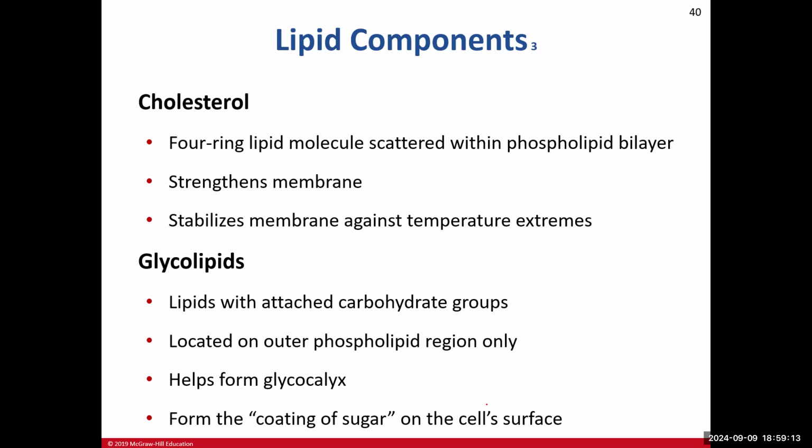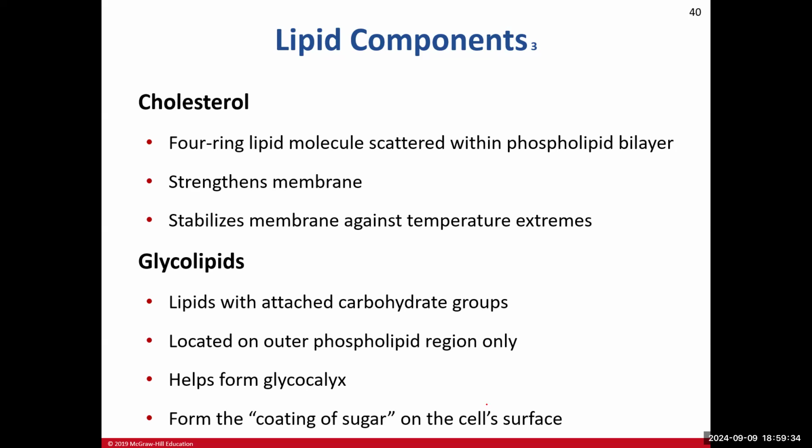Like if you were shoveling your driveway and it is, I don't know, 10 degrees out there, and then you go into your nice warm 75, 80 degree house, that's two temperature extremes. So the plasma membrane is helped to be stabilized through that cholesterol.